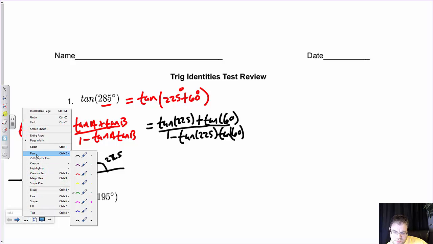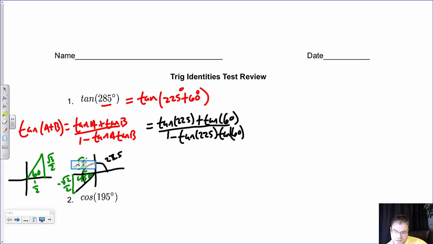So I'm going to look at this and say, okay, the tangent then is y over x. So for 225, the tangent of 225, that's going to be negative root 2 over 2 over negative root 2 over 2. This y over this x actually right here. So that's going to be 1. Negative divided by negative is a positive. Here, we're going to have this y value divided by this x value. So it's this divided by this, which actually just turns out to be root 3.